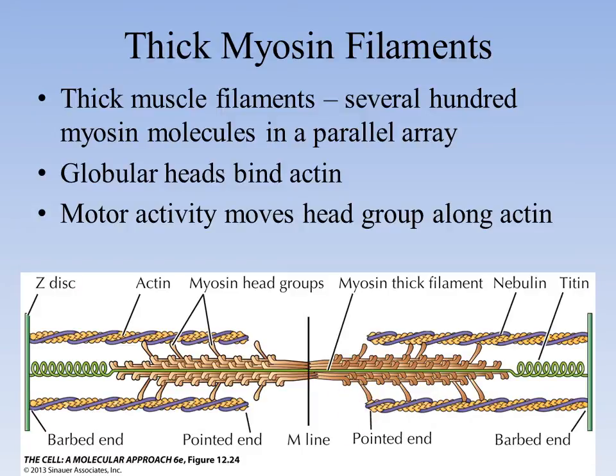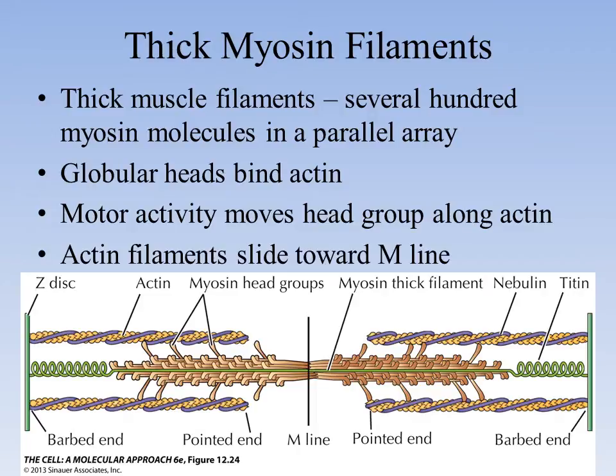What happens is motor activity is going to move the myosin head group along actin. When the contraction of the sarcomere is occurring and the Z discs from either side are coming towards each other, the myosin head groups that are attaching to actin are going to move further along the actin molecule towards the barbed end, or towards the Z disc. So that motor movement, the myosin actually moving along the actin molecule, is what occurs as actin filaments slide towards the M line. We get movement of the myosin heads along the actin molecule.